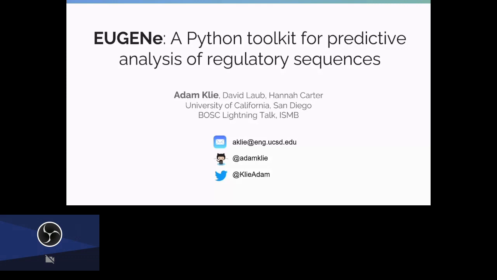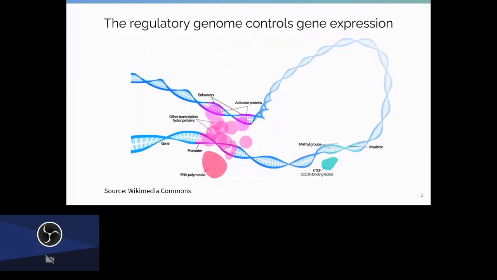Today, I'm going to give you a brief overview of an open source Python package we developed called EUGENE, a Python toolkit for predictive analysis of regulatory sequences. The biological focus of my short talk today is on gene regulation, specifically the process of transcription, or the generation of these messenger RNA molecules that serve as intermediate functional gene products. We can define the regulatory genome as everything that influences the timing, location, and quantity of gene expression.